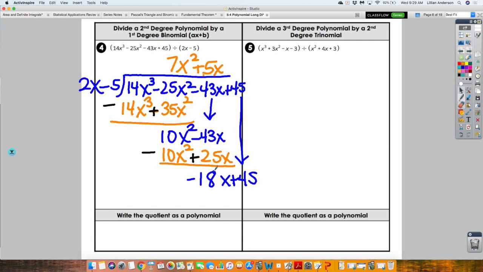And repeat. 2x times what gives me a negative 18x? Careful. Negative 9. Watch those signs. So what's negative 9 times 2x? And what's negative 9 times negative 5? What do I need to do? Change the sign. So then what I'm left with is my remainder, which is 0. So my final answer? With no remainder.